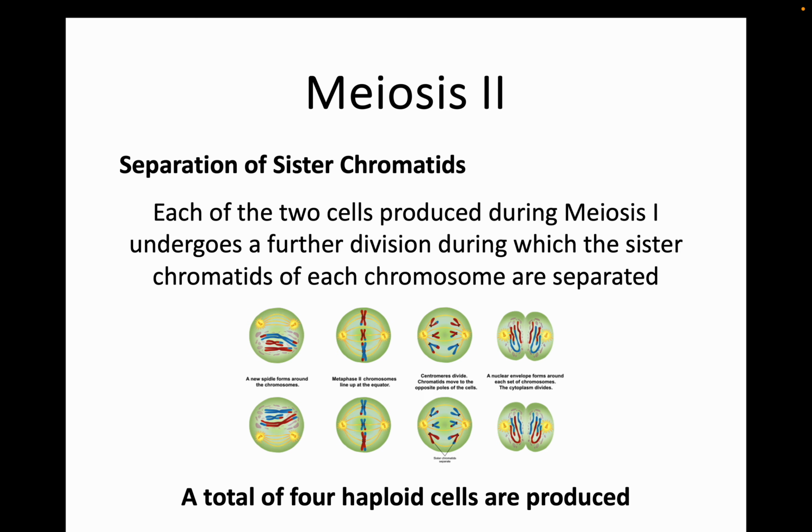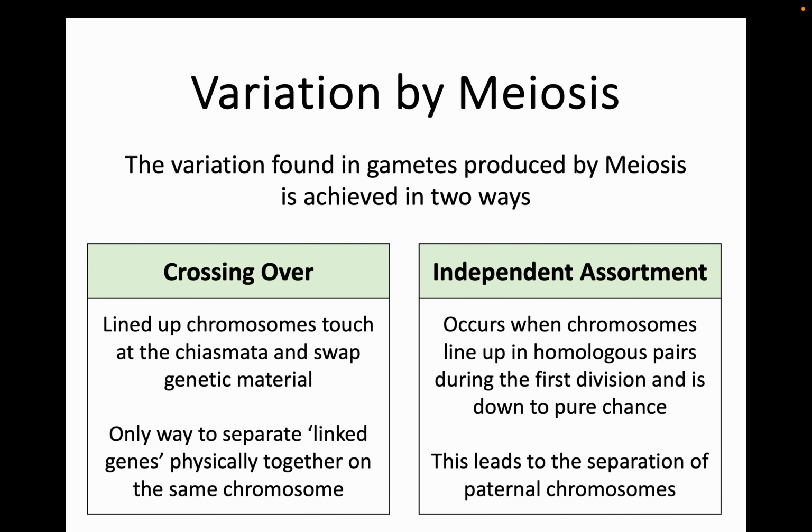Finally though, each of the two cells that are produced during meiosis 1 will then go through division one more time, and again the sister chromosomes are going to get separated. What that means then is a total of 4 haploid cells are produced. So at the end of meiosis 1 you have 2 diploid cells, at the end of meiosis 2 you're going to have 4 haploid cells, which is how you have your haploid gametes.